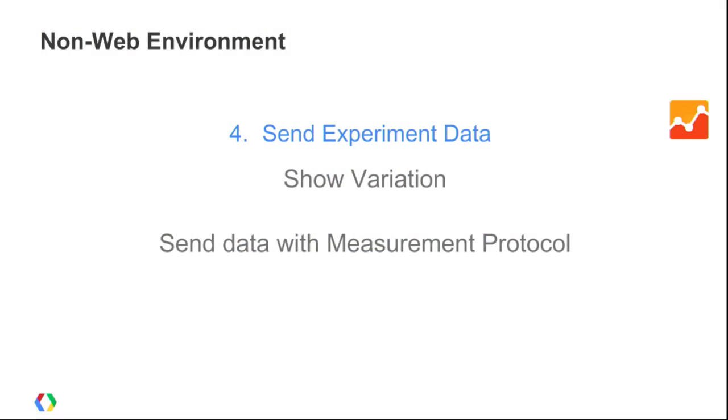So for a non-web environment, we still need to extend experiment data. You always have to send this experiment data to Google Analytics. Once you've shown the variation to the user, you would send the data with the measurement protocol. This will get the reports populated with the proper data for your non-web environment. So it's all very similar in terms of what you're doing, just little tweaks here and there on what actually needs to be done from an implementation standpoint.